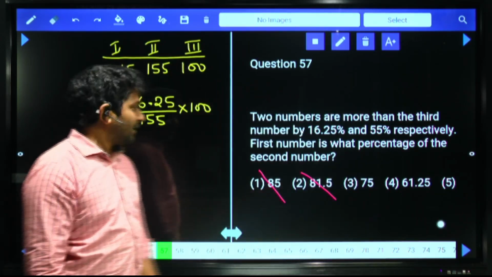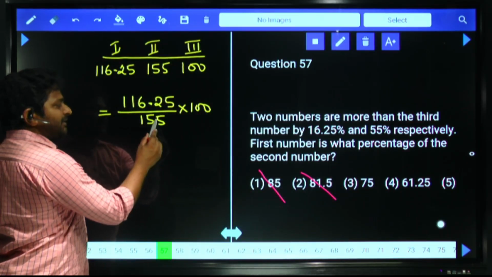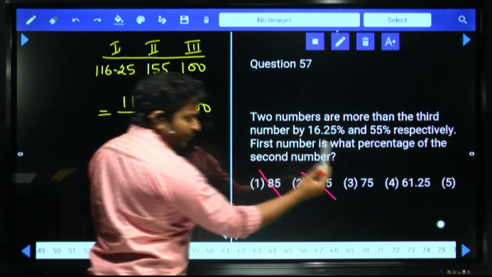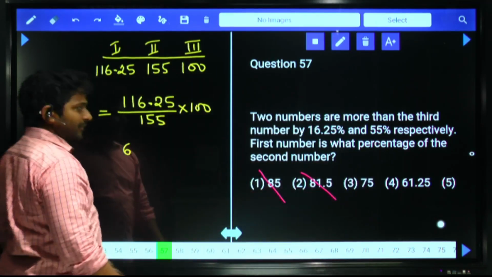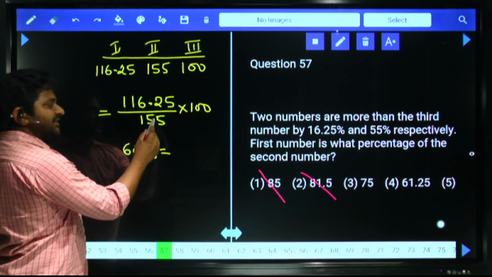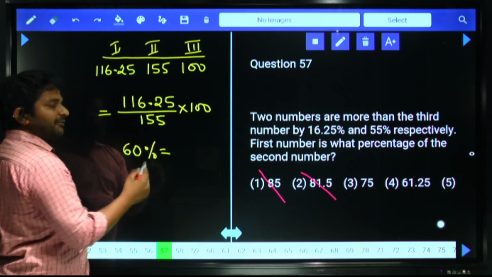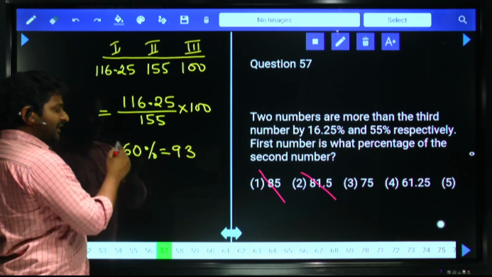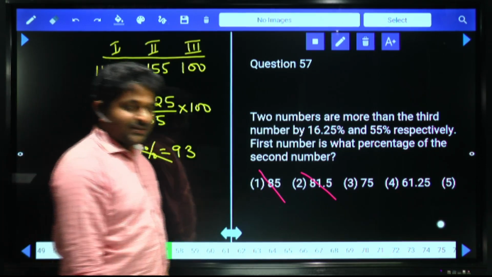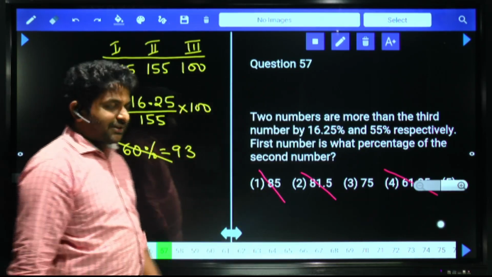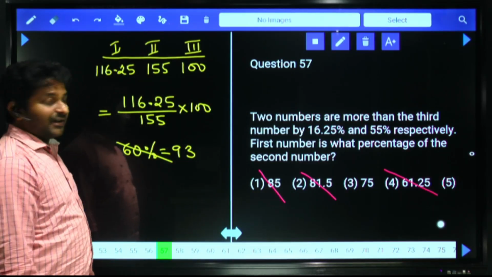Okay, now you already know the 10% value is 15.5. Now I just need to either prove one is right or prove one is wrong. Now 60 percentage means 6 times 10 percentage, that is 6 times 15.5, which is equal to 93. And this is far more than that. Hence the answer is also not 61%, the 60% nearby answer. Hence the fourth option is also eliminated. The third one is the final answer.